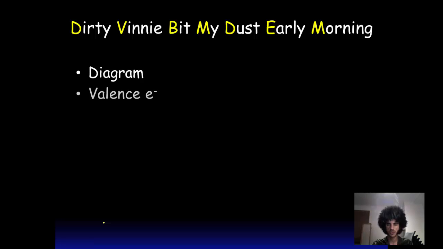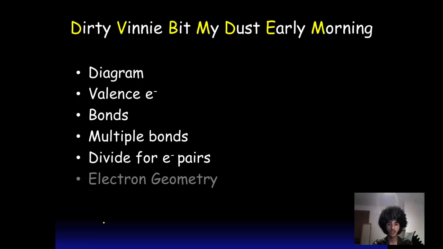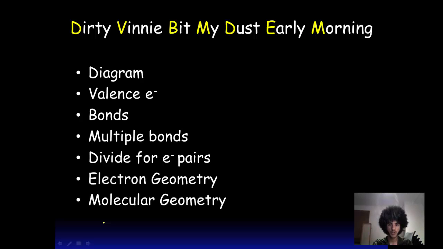The V for Vinny is valence electrons. After identifying the central atom, you want to work out how many valence electrons it would normally have. The B for bit means bonds. How many single bonds is your central atom making? So it's gaining 1 electron from each because they're covalent bonds. The M for my stands for multiple bonds. You have to take into account the multiple bonds and subtract them from the number you had before. D for dust means divide for electron pairs, which I'll cover in a moment. And then the E and the M stand for electron geometry and molecular geometry. Now these may not make much sense as they stand at the moment, but it's going to make a lot more sense once we go through some examples.